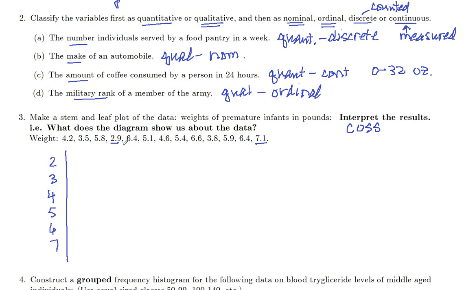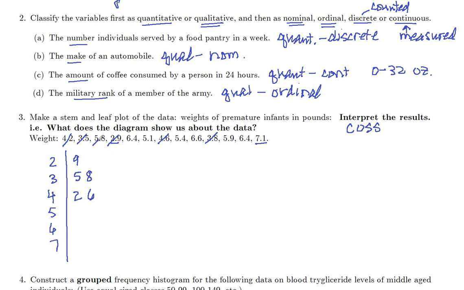So let's go through and get all the 2s first. So I've got a 2.9, and I don't see any other 2s. Now let's do our 3s. So we've got 3.5, a 3.8. So we want to put the 5 first, followed by the 8, because remember, we want to increase as you go from left to right. And then in the 4-pound range, we've got 4.2, 4.6. So 2 and then the 6.